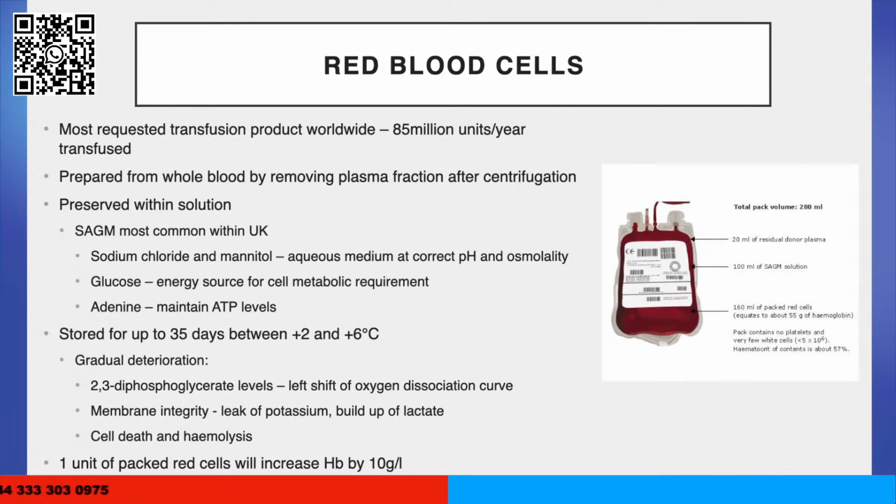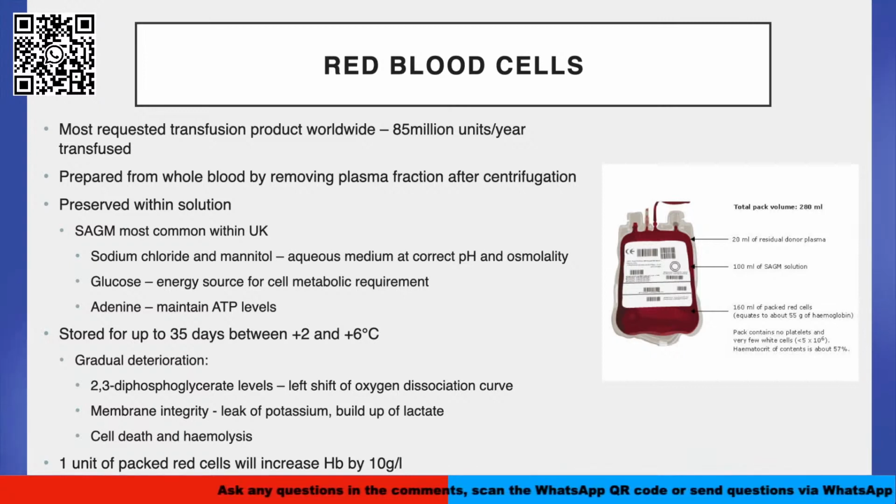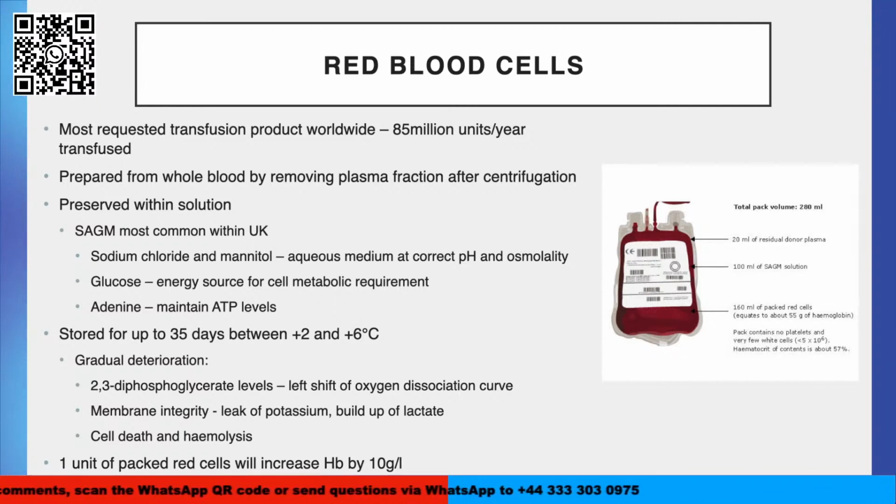The first product I'm going to talk about are red blood cells. These are the most requested transfusion product worldwide. In 2015 it was estimated that 85 million units per year are transfused worldwide. They are prepared from whole blood by removing the plasma fraction after centrifugation and then are preserved within solution. There's many different kinds of storage solution that can be used, but the SAGM solution is the most commonly used one within the United Kingdom.